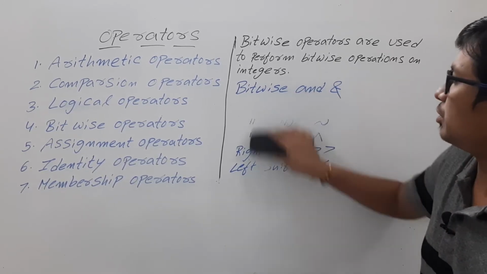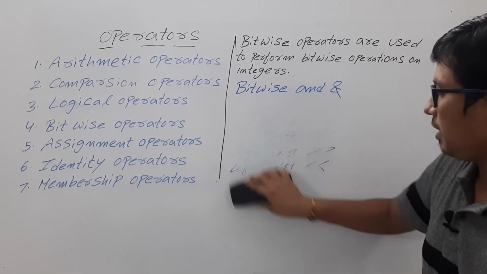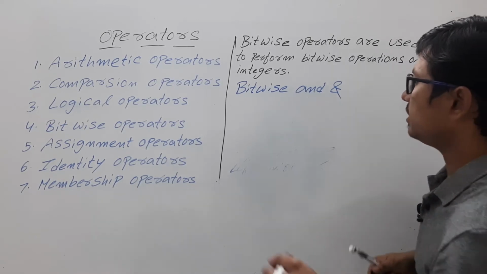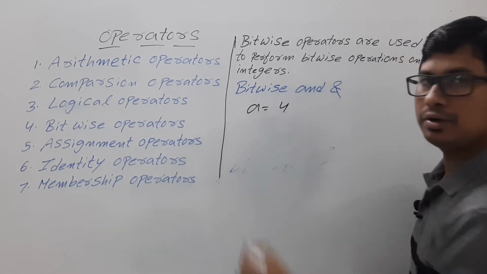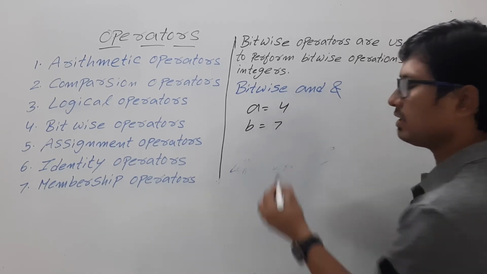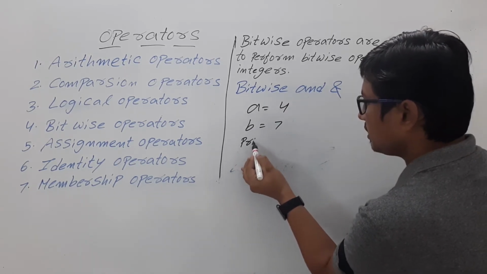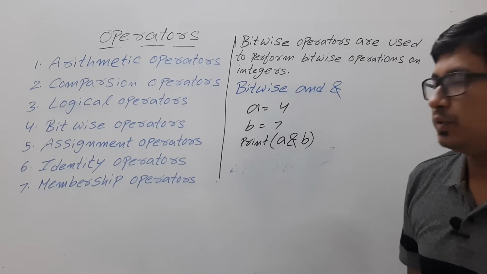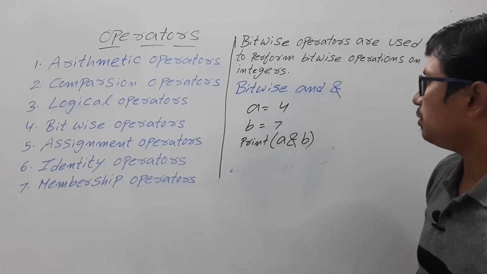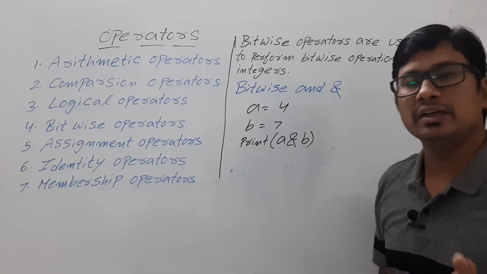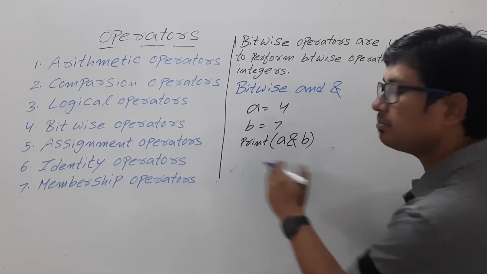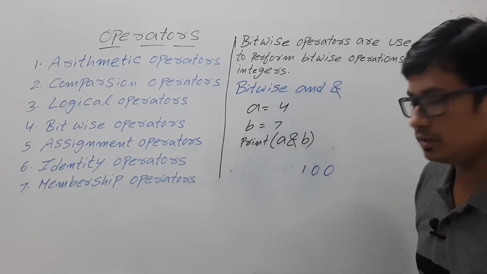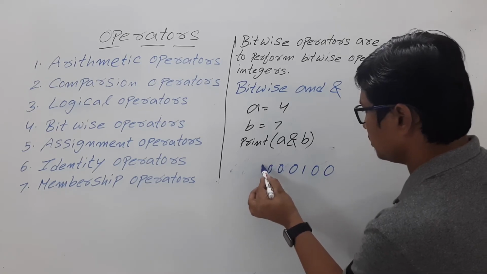First let me discuss bitwise AND. Now if I write a small code in Python saying that A is equal to 4, B is equal to 7, and I write print A bitwise AND B, then we need to verify what will be the output. Now, if you represent 4 in an 8-bit binary representation, it will be 1 0 0 0 0 0 0 0.